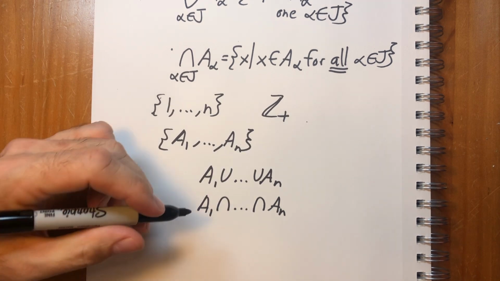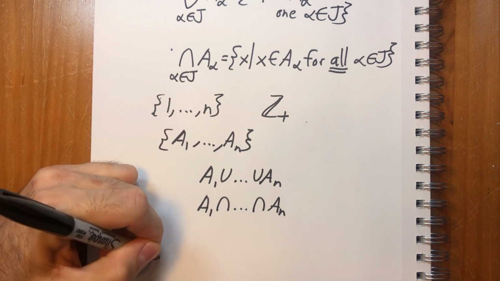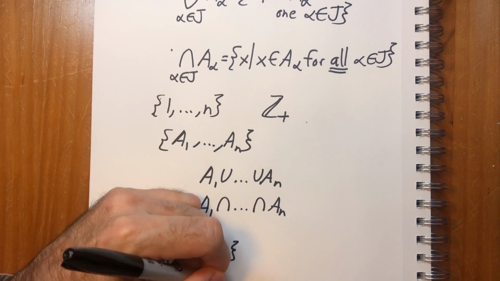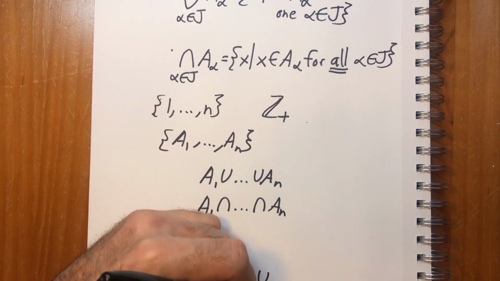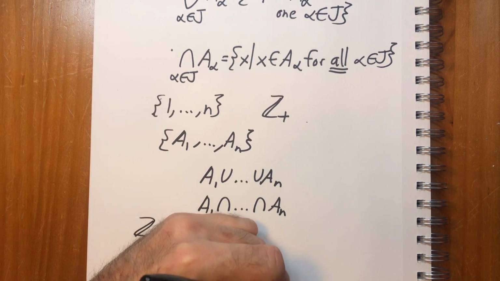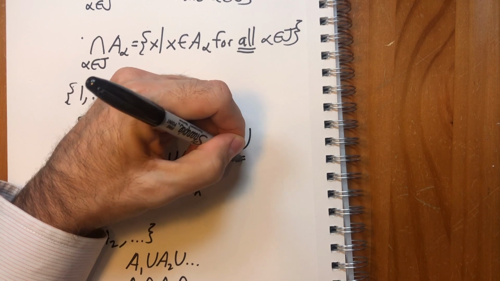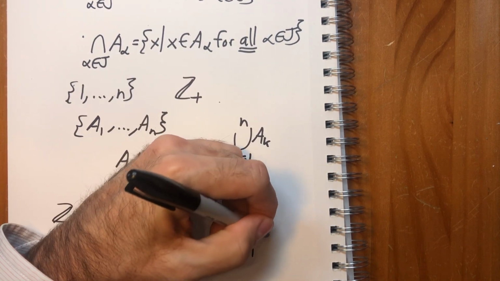And then in the case where the index set is all the positive integers, we can denote the indexed family by the symbol A1, A2, dot dot dot, and the union and intersection by A1 union A2 union dot dot dot and A1 intersect A2 intersect dot dot dot. You could write the union this way for a finite set and with infinity for an infinite set, and then the intersection the same way.